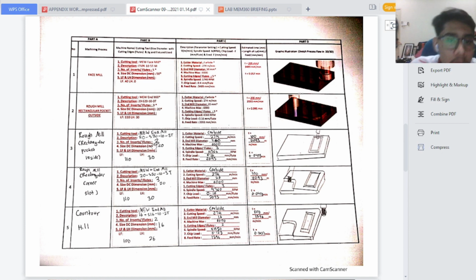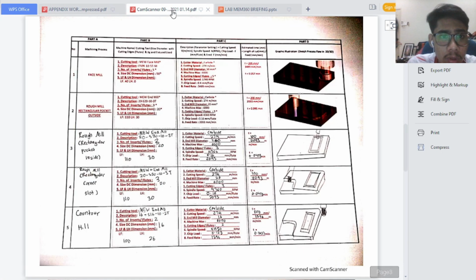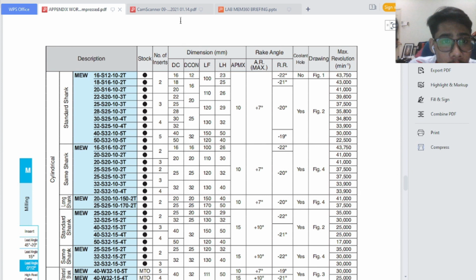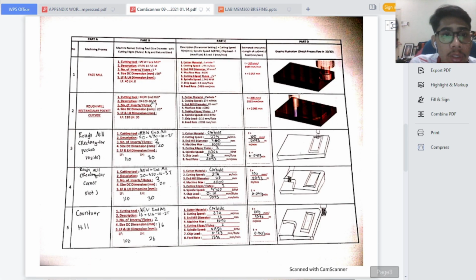So how do I get this? To identify the part B, I use the appendix. For the third process, we use the 20 S20 10 3. The number of inserts is 3 and the diameter is 20. The LF and LH are 110 and 30. So this is how to read the part B to determine the tool.